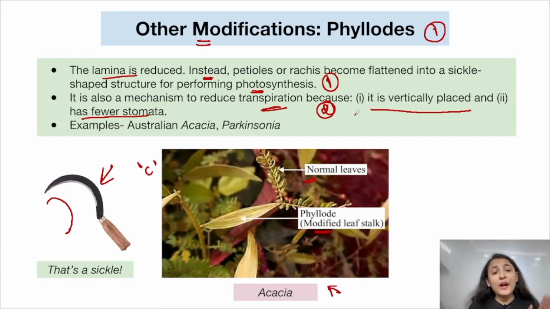And the examples of phyllodes are seen in Australian acacia, in Parkinsonia plant. Okay. So this was all about phyllodes. Phylloclades we studied in the stem modifications. Do not confuse between the two. Phylloclades are different, phyllodes are different. Phylloclades are stem modifications. Phyllodes are leaf modifications. Okay, from phyll you can remember, phyll, leaves. So phyllodes are leaf modifications and phylloclades are stem modifications.